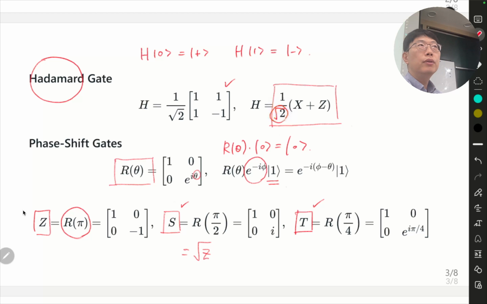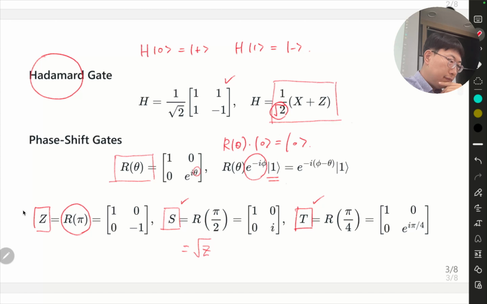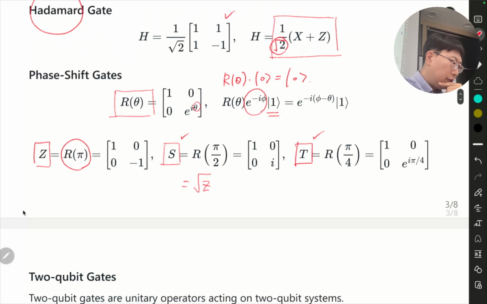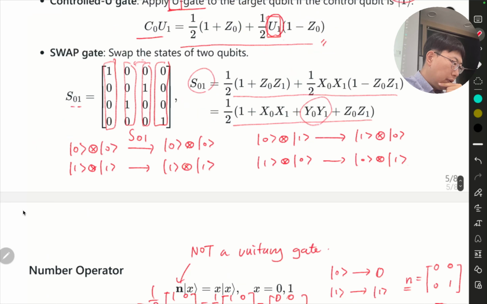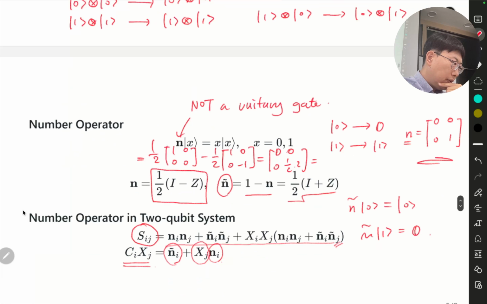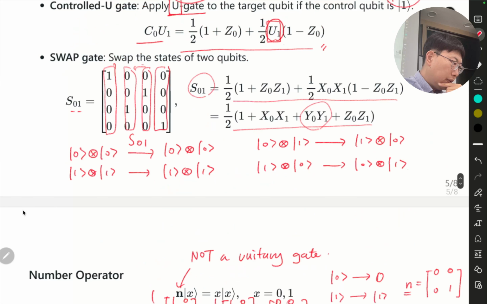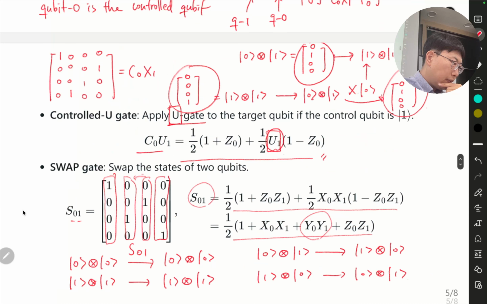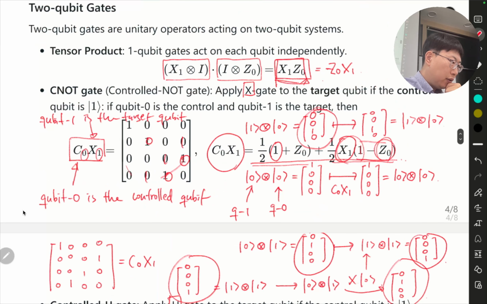Any other question? Yes. The entire CNOT gate, especially the phrase "apply X gate to the target." So what does that mean?